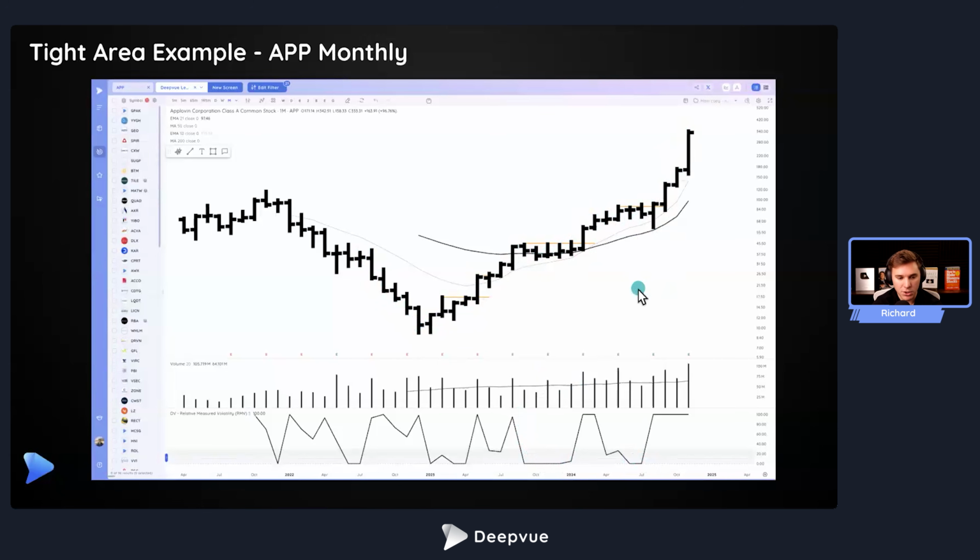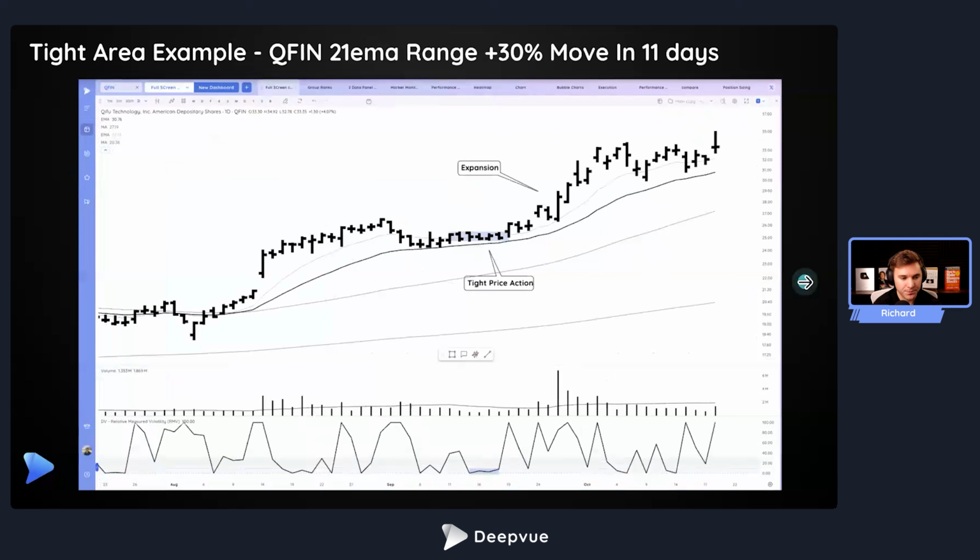So RMV on a monthly chart can help you spot those bases and basically stocks with even bigger potential, because higher time frame setups, especially when they align with daily and weekly setups, are the best potential for a longer term move and a really explosive move as well.